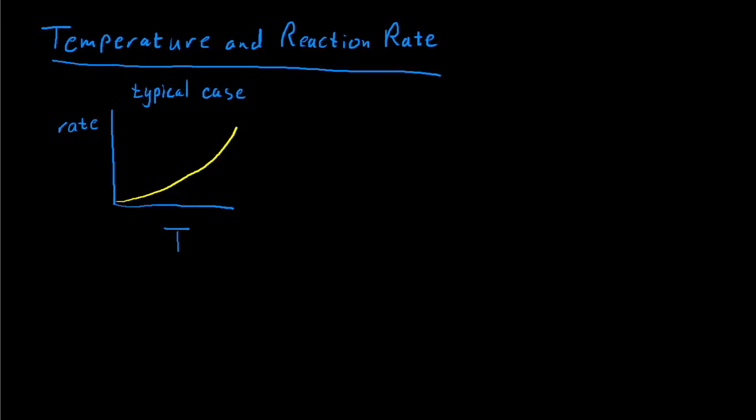This video is about temperature and reaction rates. So what we observe in nature is that many chemical reactions, as you heat them up, tend to go faster. We've actually observed this in lab. So if I were to do a plot of rate on the y-axis versus temperature on the x-axis, we would generally see, as indicated by the yellow curve here, that the rate increases as we increase the temperature.